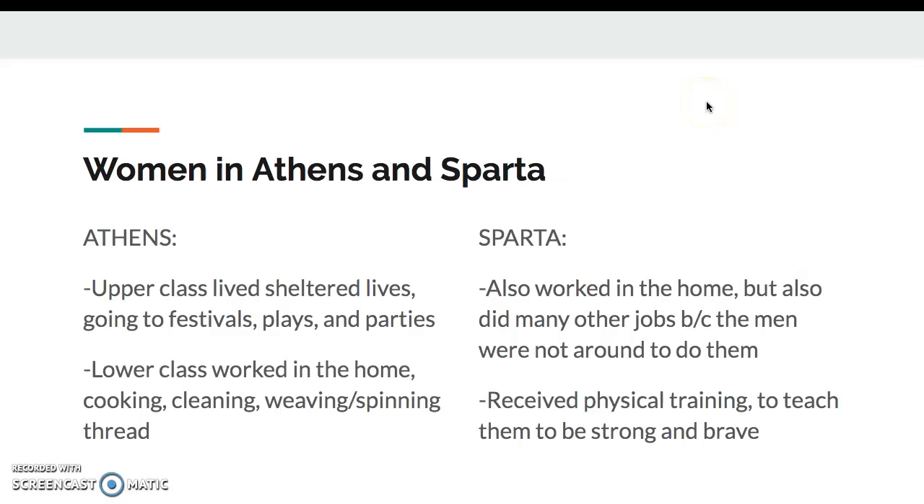Compare and contrast women and their roles in Athens and Sparta. Athens, upper class lived sheltered lives. They went to festivals, plays, and parties. The lower class would work in the home, cooking, cleaning, weaving, spinning thread. In Sparta, they also worked in the home, but they did many other jobs because the men were not around to do them. They're off training or off fighting. They each received physical training to teach them to be strong and brave and ready to fight to defend their homeland while their husbands were out fighting. So they were a little bit more equal here, even for our understanding of the time.